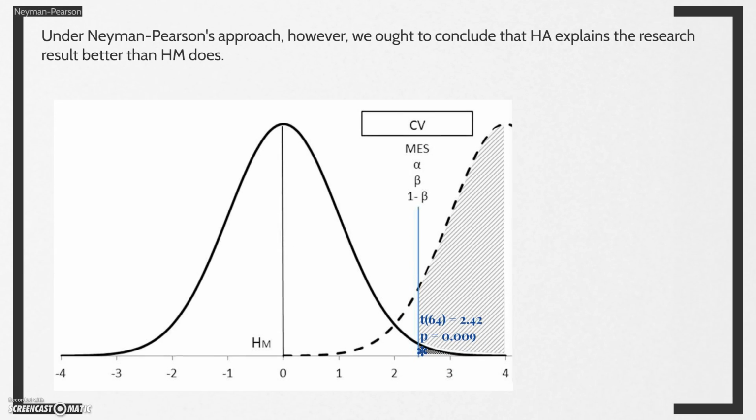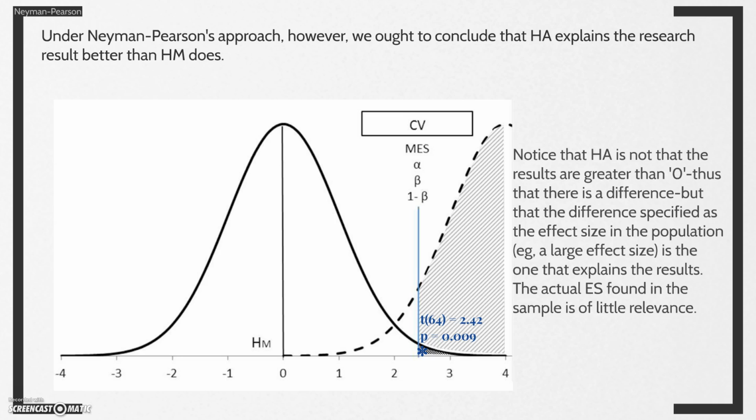Under Neyman-Pearson's approach, however, we ought to conclude that the alternative hypothesis explains the research result better than the main hypothesis does. Notice here that the alternative hypothesis is not that the results are greater than 0, thus that there is a difference, but that the difference is specified as the effect size in the population, that is, for example, a large effect size, is the one that explains the results. The actual effect size found in the sample is of little relevance.